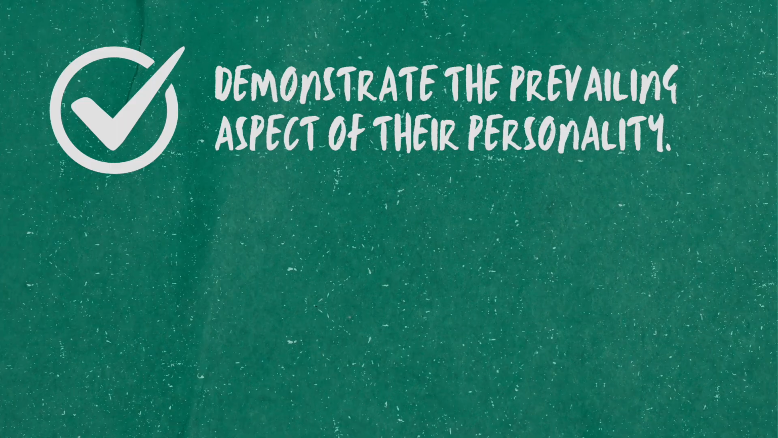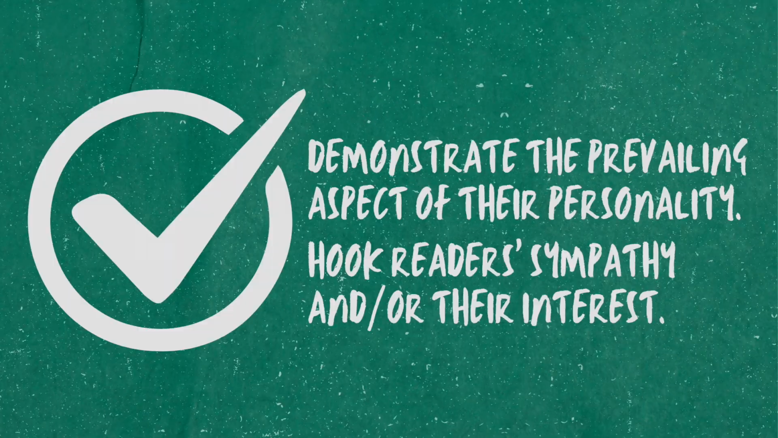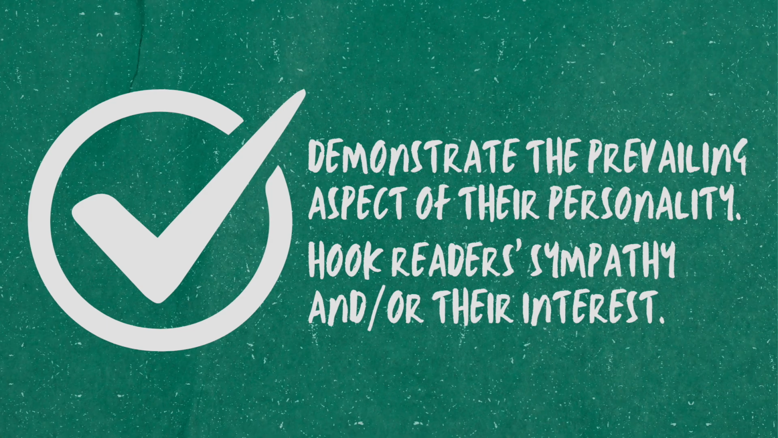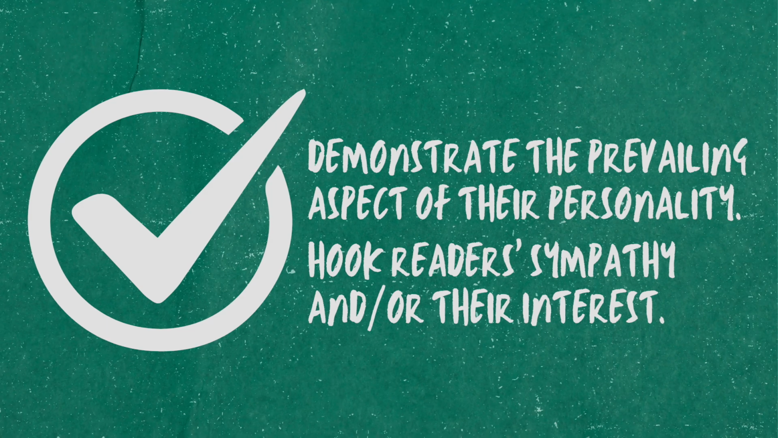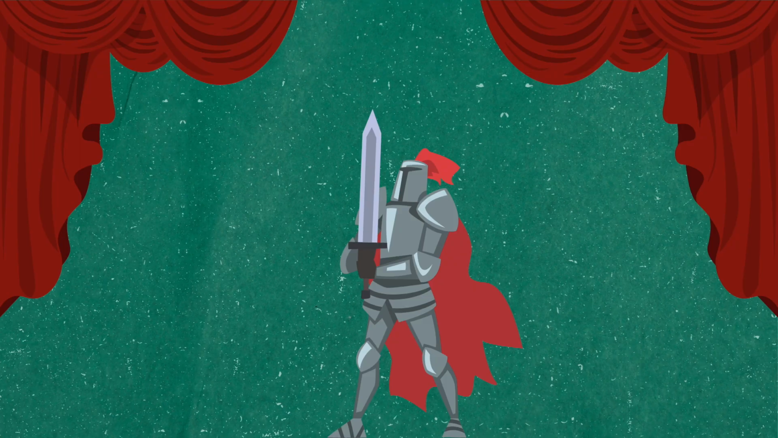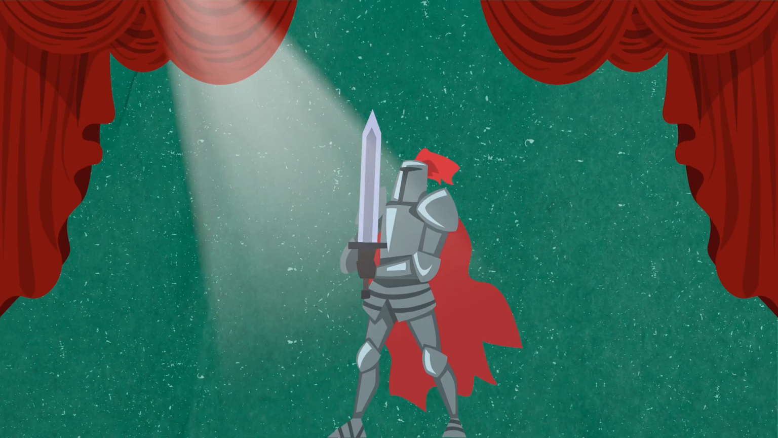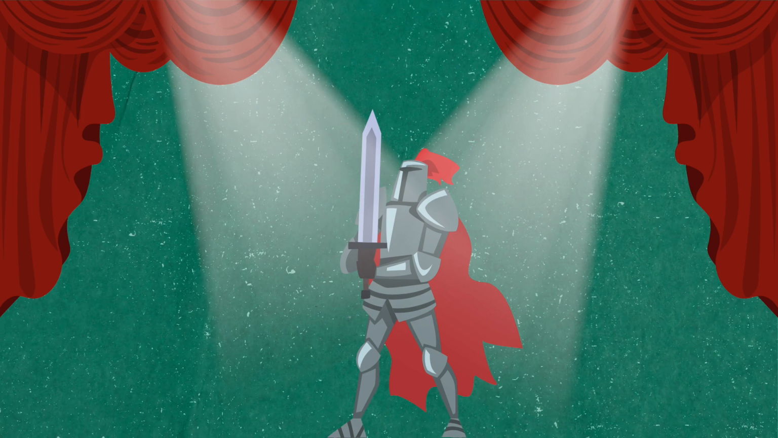Don't think of these as separate things you need to achieve. When you demonstrate the prevailing aspect of your main character's personality, there's a good chance you'll also be hooking reader sympathy and revealing some of the character's backstory or motivation all at the same time.